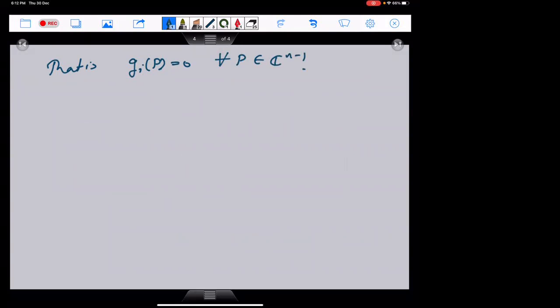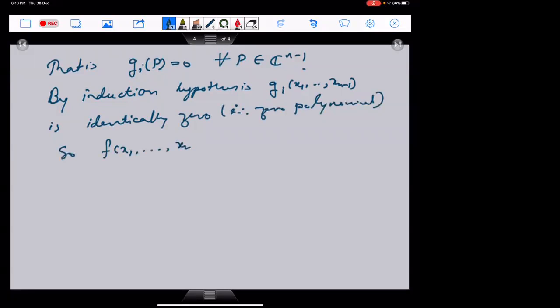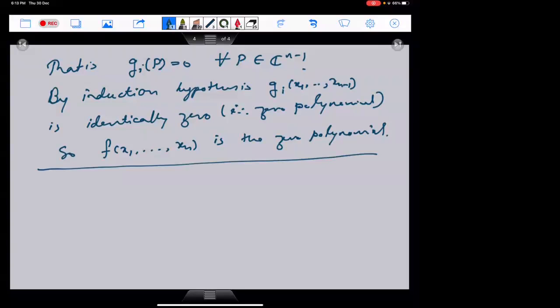Now, what am I going to do? Tell me. Induction step, induction hypothesis. By the induction hypothesis, gi(x1, x2, ..., xn minus 1) is identically zero, that is, the zero polynomial. So the original f is the zero polynomial. All right, so this is the proof of the statement. And this is interesting, that for an infinite field this works, and you have seen that I have not used any other property than that C is infinite.